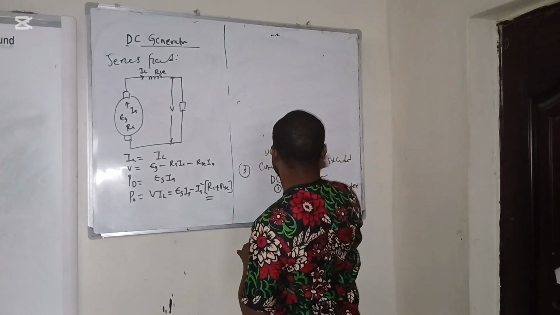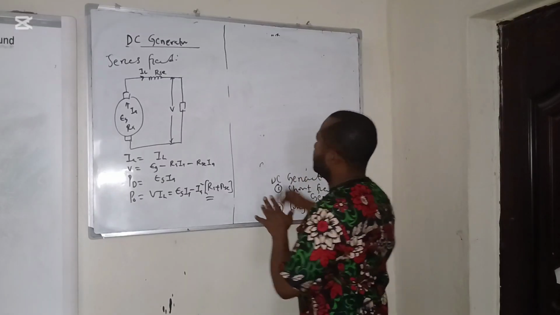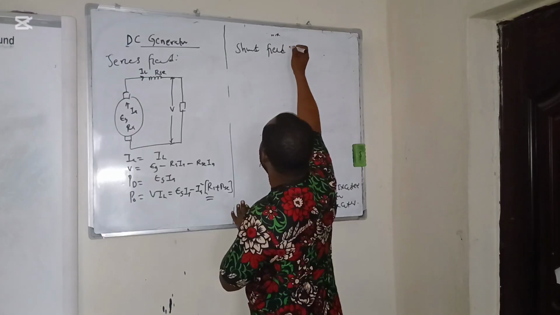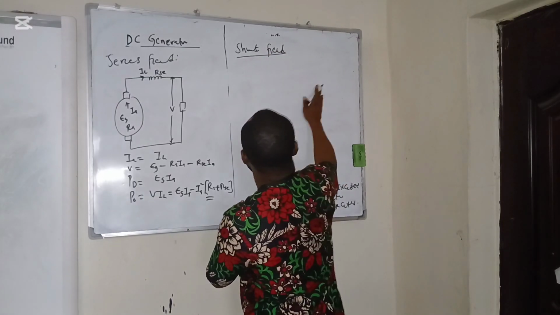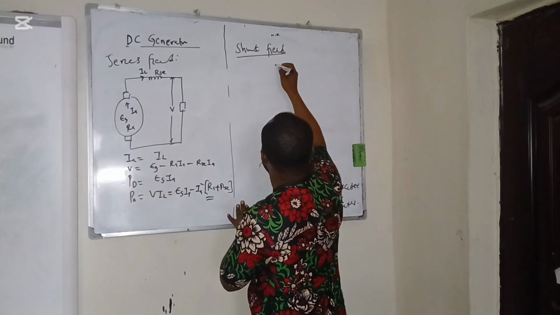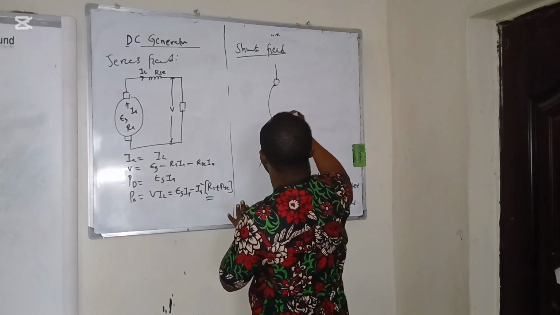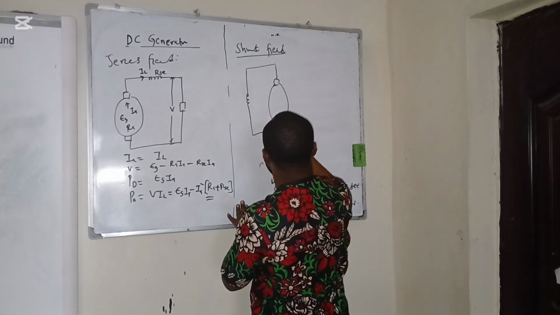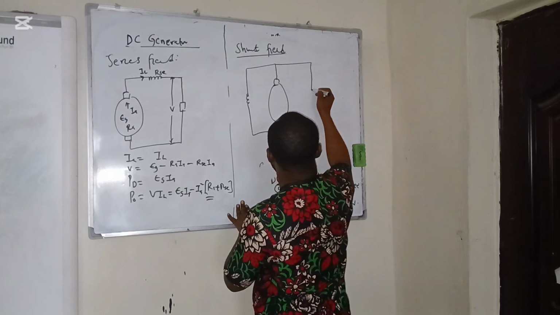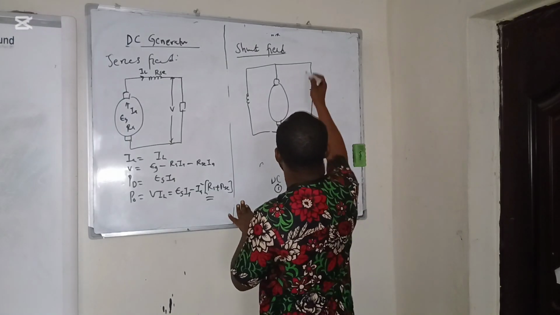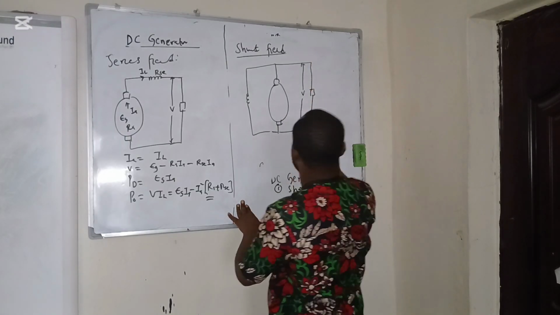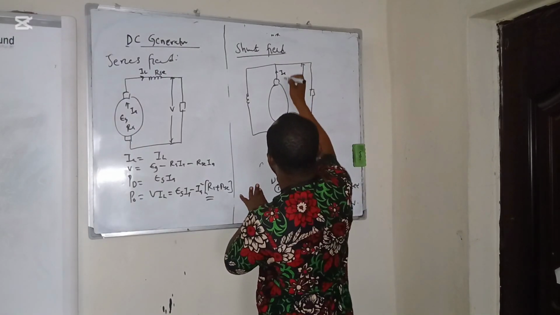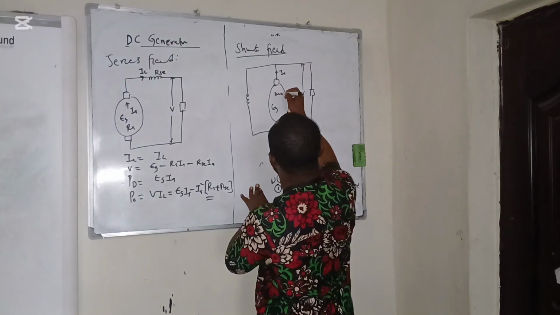So the next we are looking at is the shunt field. We have the shunt field, which is presented as we have the armature field like this. We also have the shunt field, this parallel to this. We have your load, and we also have this terminal. So in this case, we have your armature current, we have the induced EMF, we have this.